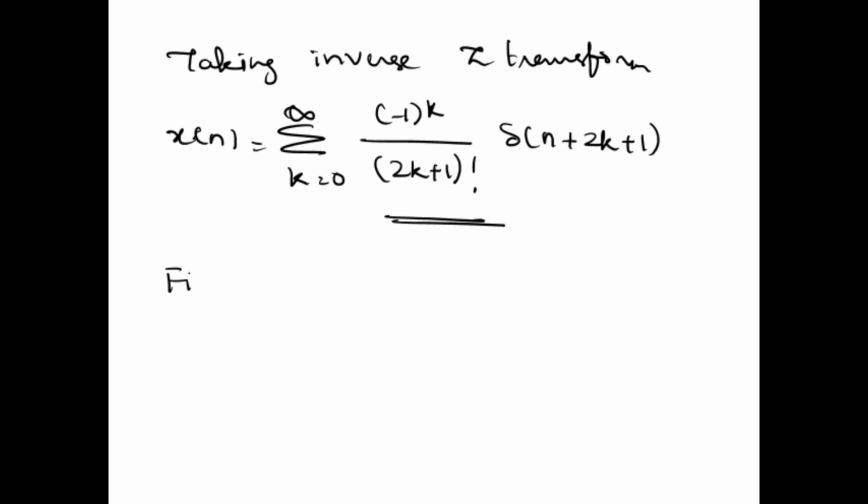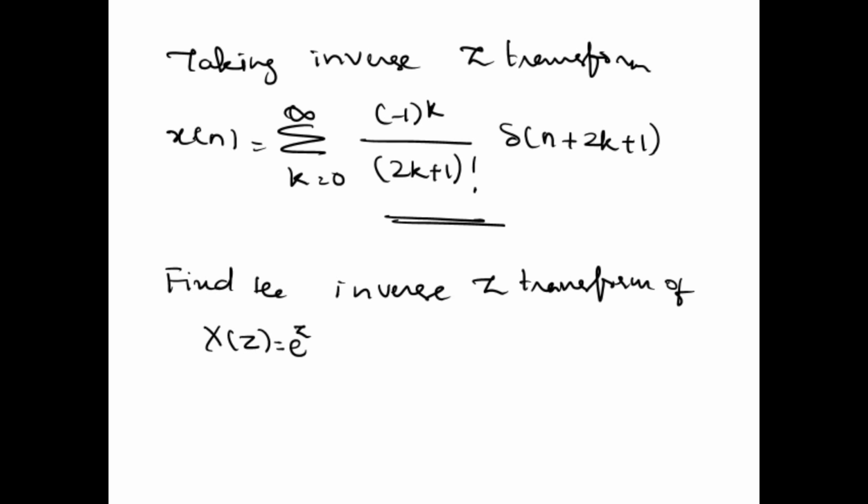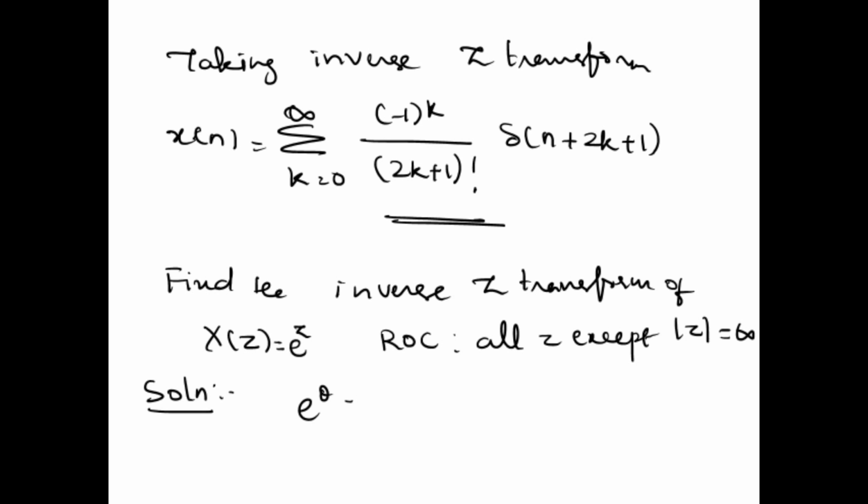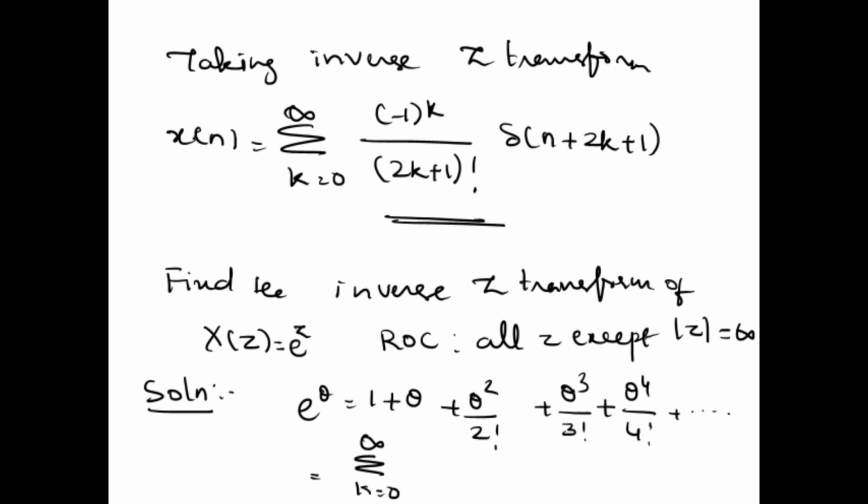Next problem, find the inverse z transform of x of z is equal to e power z with ROC all z except mod z is equal to infinity. We have e power theta is equal to 1 plus theta square divided by 2 factorial plus theta cube divided by 3 factorial plus theta to the power 4 divided by 4 factorial plus so on, which is equal to summation k is equal to 0 to infinity theta to the power k divided by k factorial.